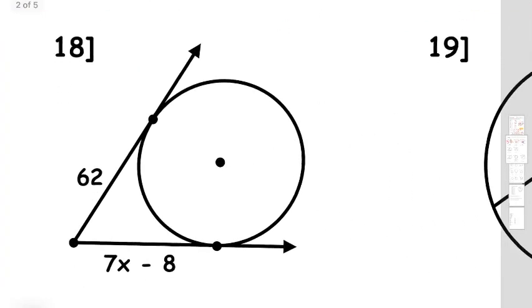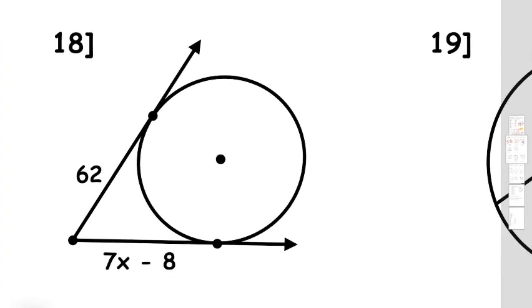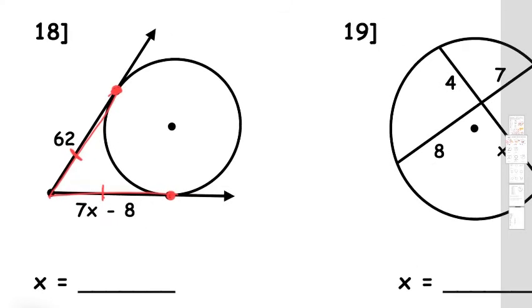Moving on to 18. Notice how these 2 points do not go into the circle or through the circle or stop at the circle. They only touch the circle once, which means that these 2 rays are tangent. And because they're tangent, it's telling us that these 2 segments are going to be congruent. And so if we know that they're congruent, we're going to set them equal to each other.